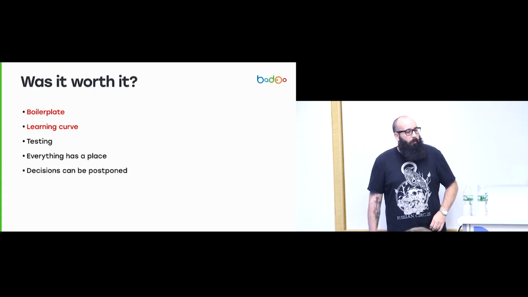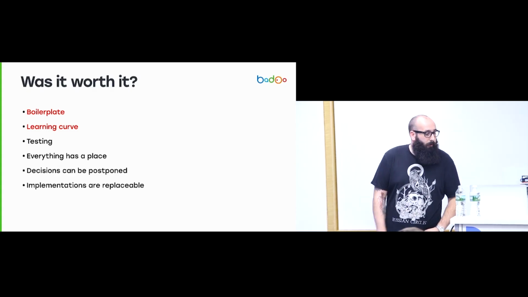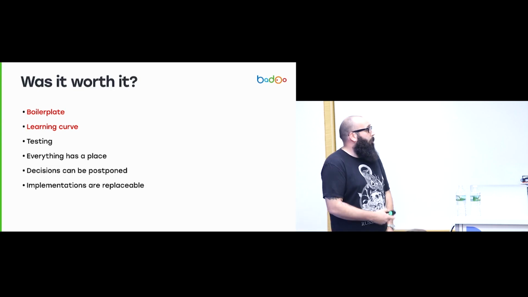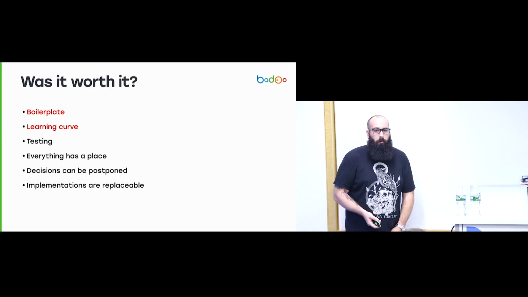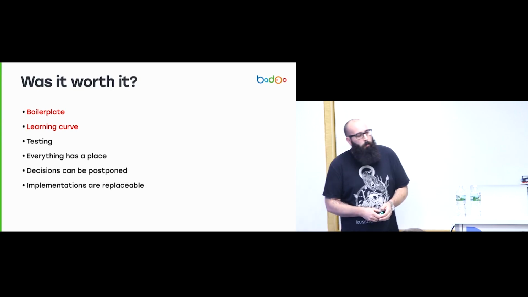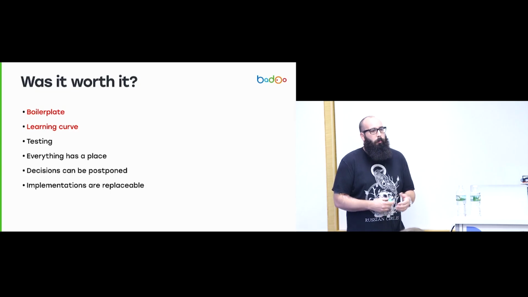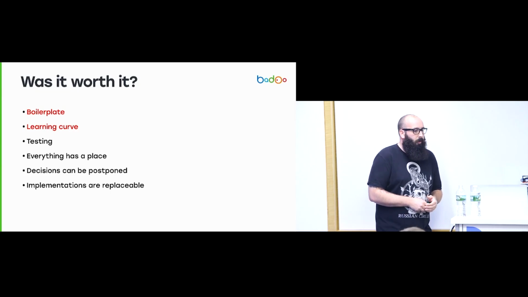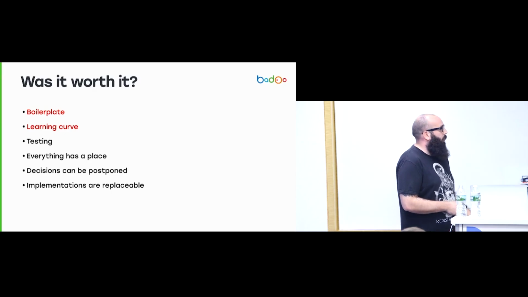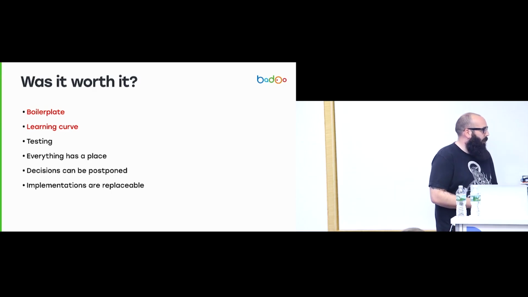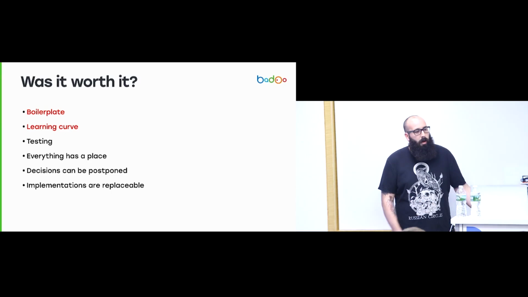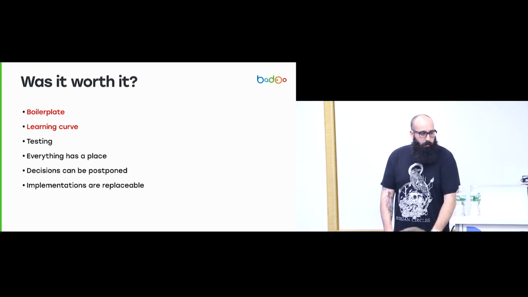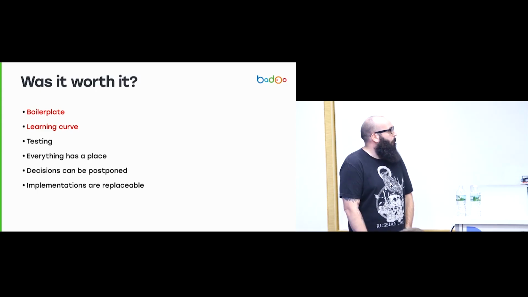And finally, well, actually not finally, but kind of finally, decisions could be postponed and implementations were replaceable. So as I talked about, we started off with just an implementation returning simple Java objects. As we moved on, we changed that and we integrated the network, and then finally we integrated caching, and that allowed us to not worry about those decisions till right near the end.